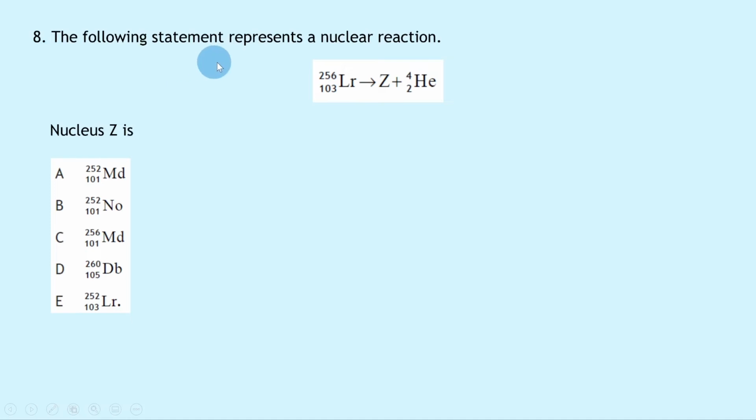Question 8 says the following statement represents a nuclear reaction. So we have this element Lr, which is actually lawrencium-256, which goes to nucleus Z plus helium-4, which is an alpha particle. It then says nucleus Z is.